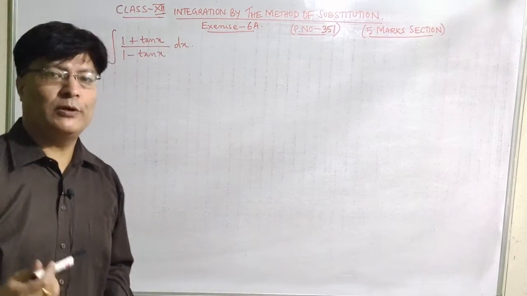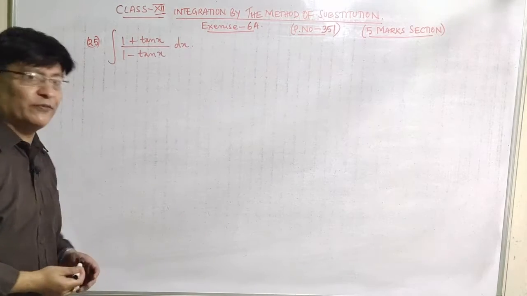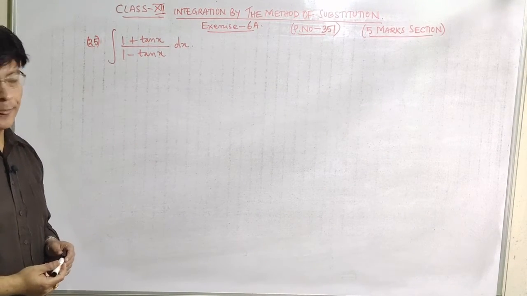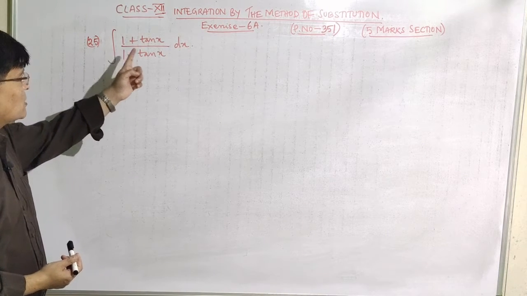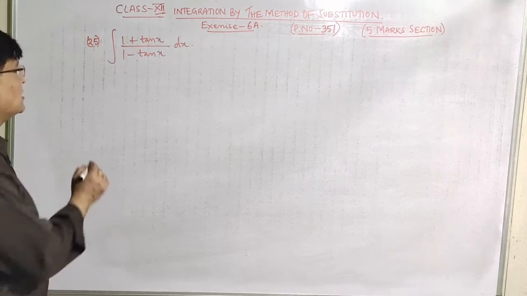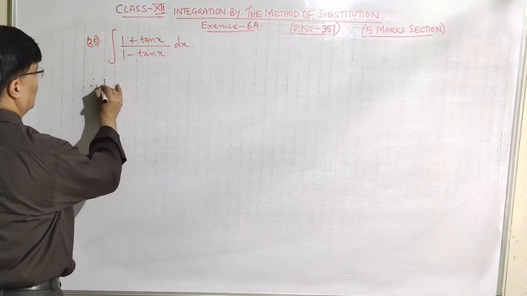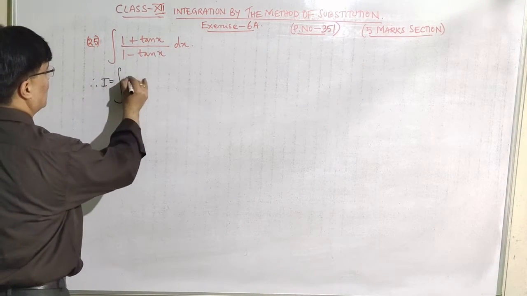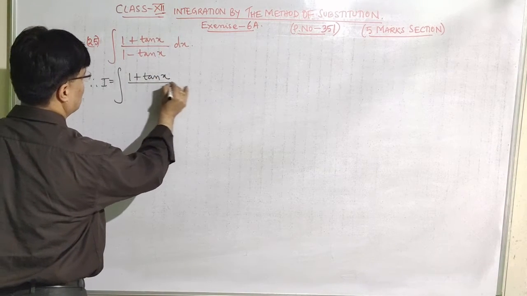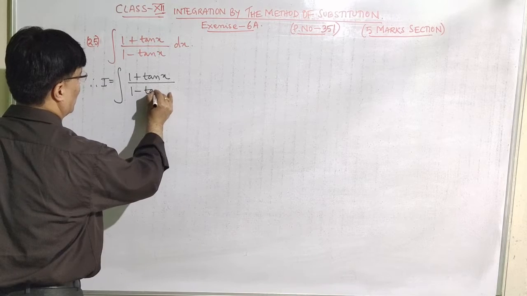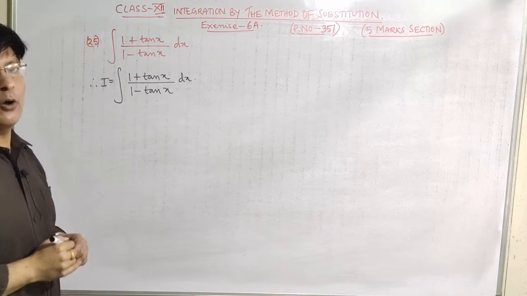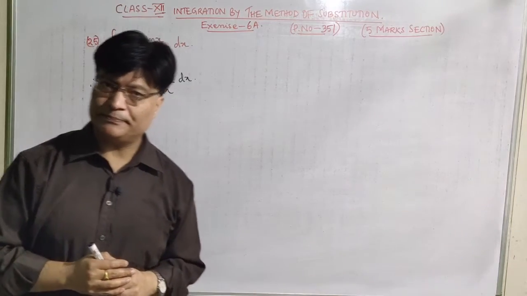So now we'll do the next question, that is question number 25. The question is, you have to evaluate this integral, that is integration of 1 plus tan x divided by 1 minus tan x dx. So how will you evaluate this integration? So therefore I is equal to integration of 1 plus tan x divided by 1 minus tan x dx. So how can you evaluate this integration?